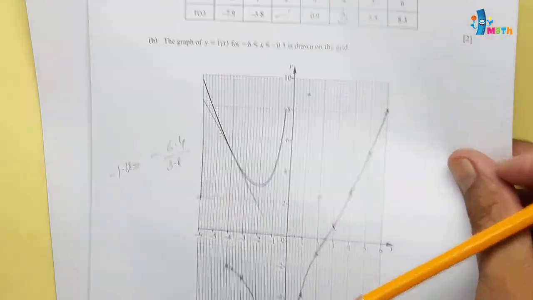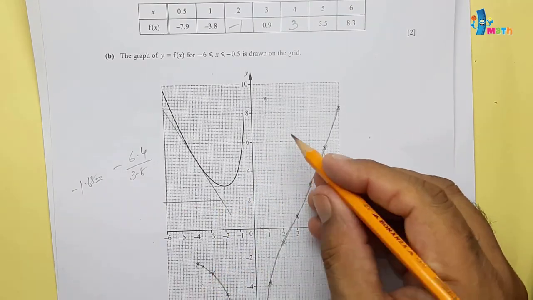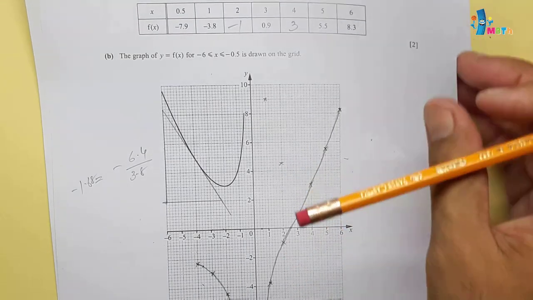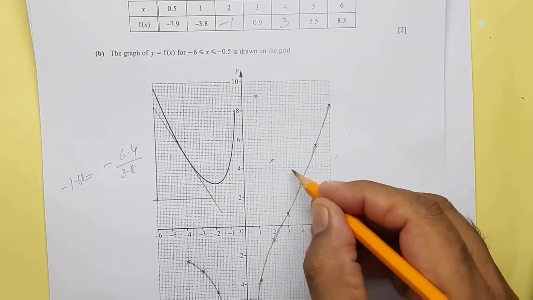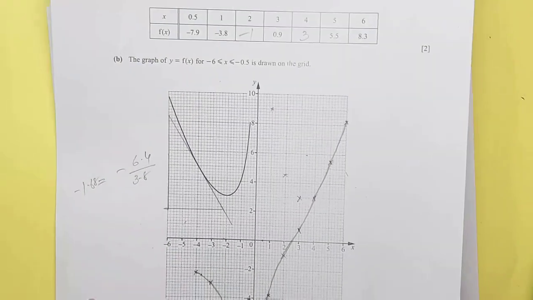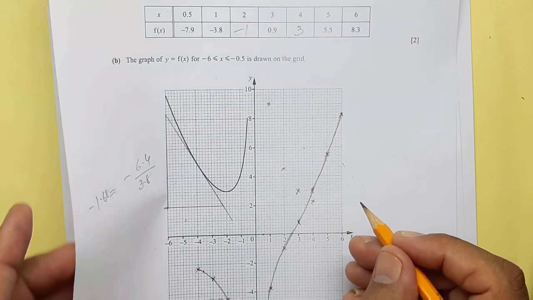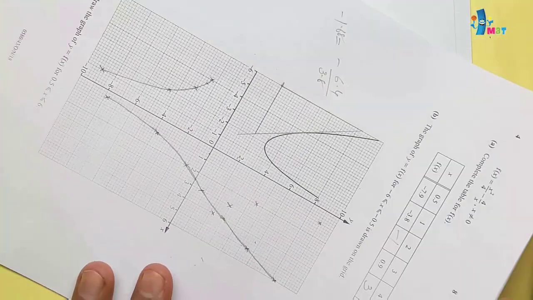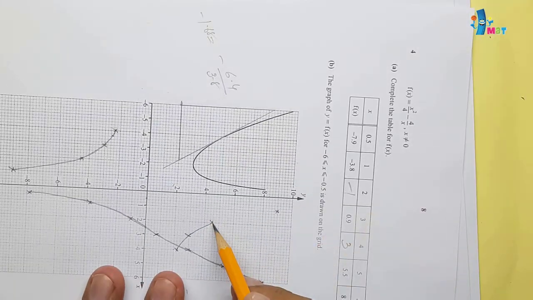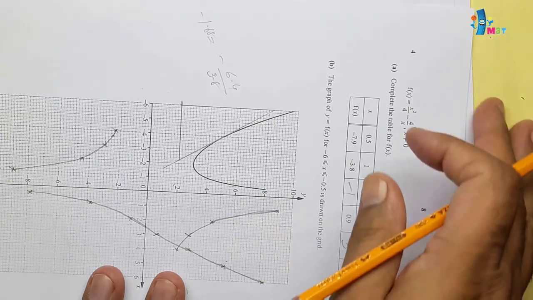We have made a mistake, I think. For the second point it is 2 and 4.5, not 2.5. So 4.5 will be over here, and for 3 it is 3. So 3 and 3 is this one, and the last point is 4 and 2.3, which will be over here. Now we have to draw a smooth curve like this one, passing through this point as well. Okay, so this is done.